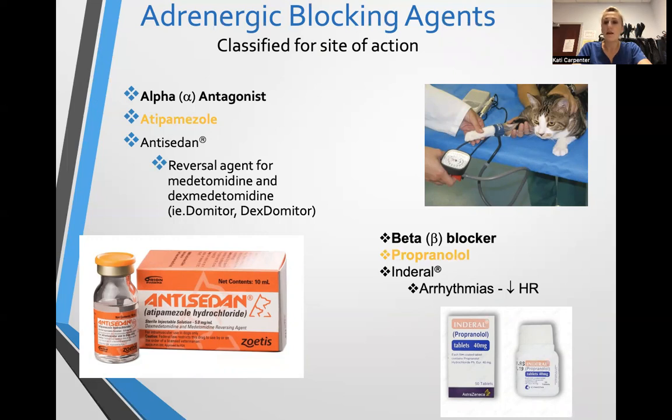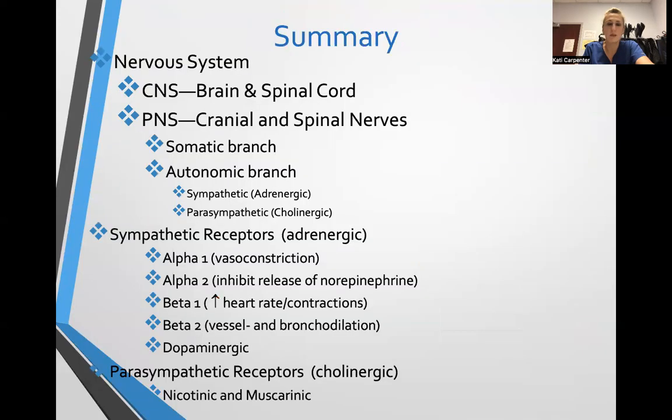Beta blocker, you might know somebody who's on beta blockers for their heart or their blood pressure. Remember, the betas are on the heart. So if they are beta-1, your heartbeat is number one. If they are beta-2, that's going to have to do with the rest of that. And propranolol is the most common beta blocker. So it helps treat arrhythmias, it lowers heart rate, and then it has an effect on blood pressure as well.